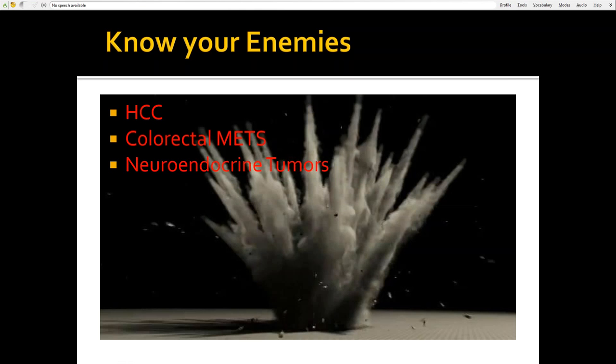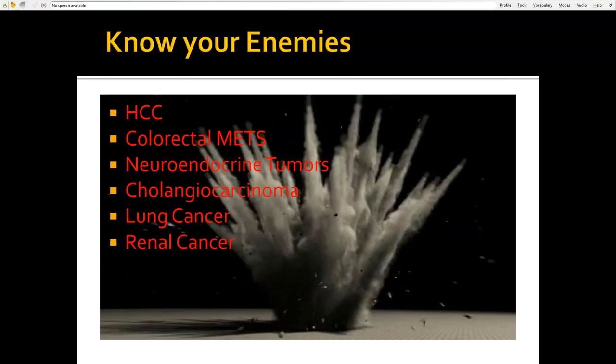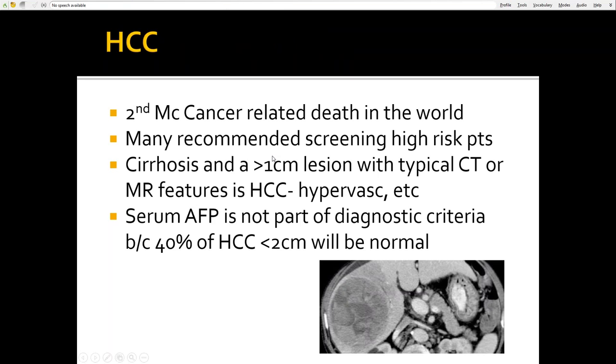Neuroendocrine tumors, metastatic disease, cholangiocarcinomas, and then we get back into these ablative therapies for lung cancer and renal cancer, and then at the end sometimes you're called on to treat some osseous metastatic disease as an interventional oncologist. So we'll go through briefly these lesions and how we treat them, and I'll speed it up a little bit since we're cruising here.